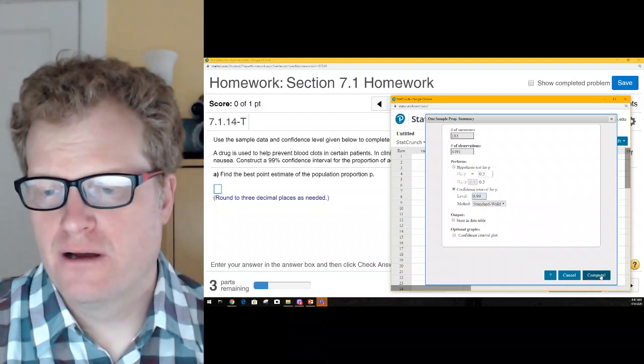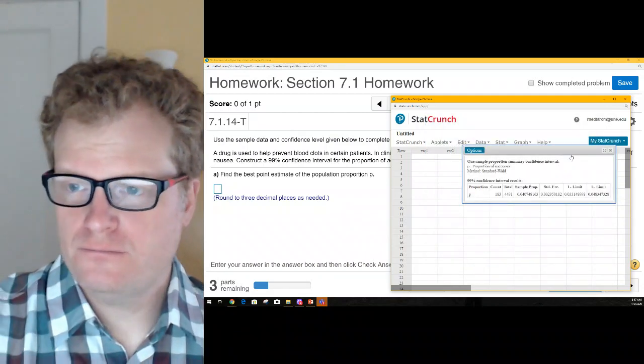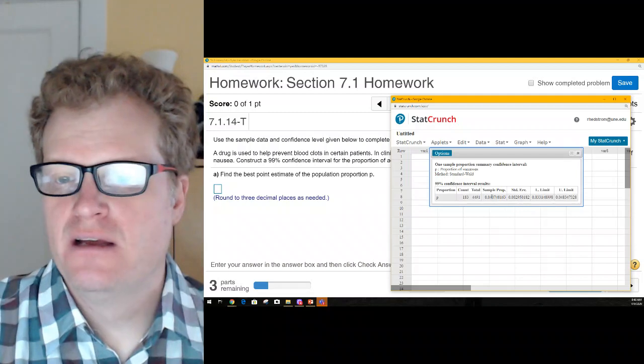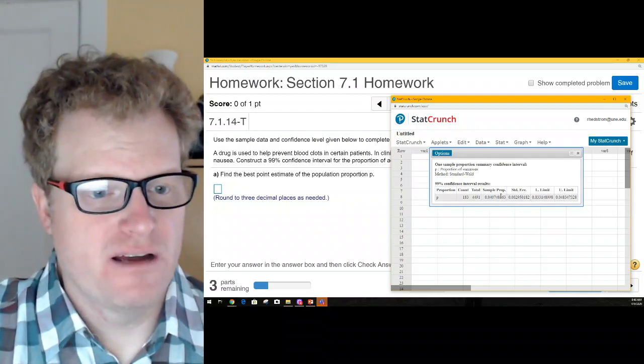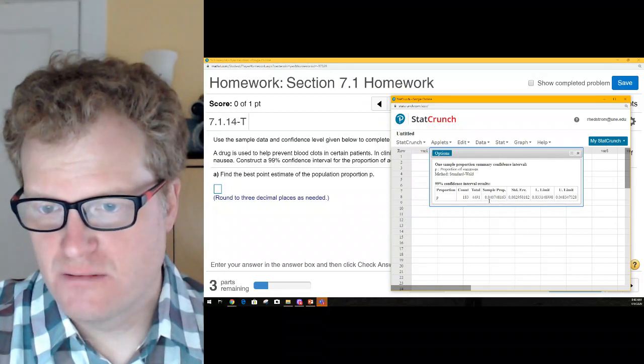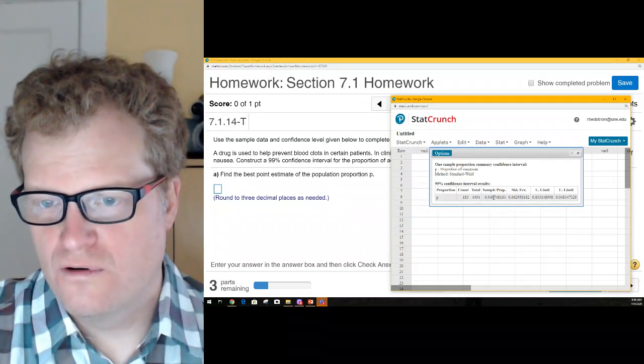I'm going to go ahead and click Compute, and it gives you the numbers you need. It gives you your sample proportion. I'm going to take that value and round it to 3 decimals, so that's going to be 0.041.